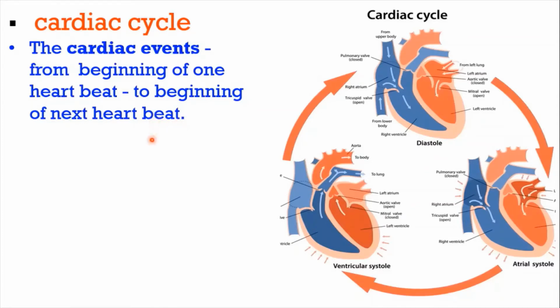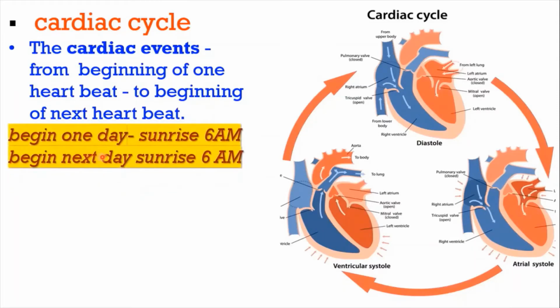The day begins with sunrise. Suppose the sun rises at 6 a.m. How can you define a day? A day is the duration or time gap between the beginning of one day and the beginning of the next day. So the events from the beginning of one heartbeat to the beginning of the next beat are called the cardiac cycle. It is a sequence of events that repeat in every heartbeat. The cycle involves the contraction and relaxation of heart chambers.